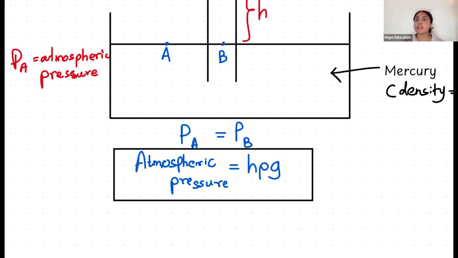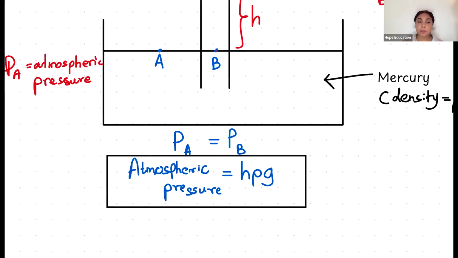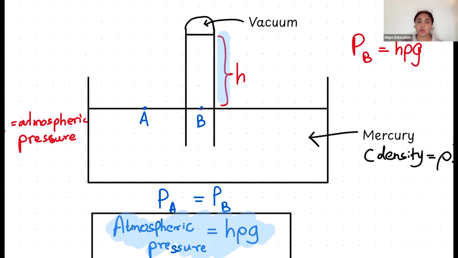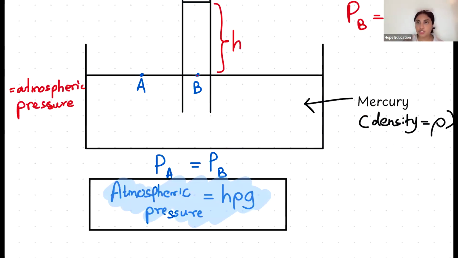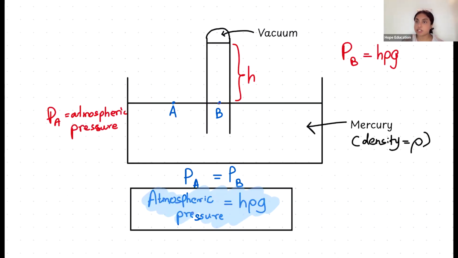But through this we can measure the atmospheric pressure. Why? Because atmospheric pressure is equal to H rho G. What is H? This height. That height we can measure. What is rho? Density. Density of mercury we know. What is G? Gravitational acceleration. That also we know. So when you calculate H rho G, that will be automatically equal to atmospheric pressure. Therefore, from this method, we can measure the atmospheric pressure. This is what Torricelli found.